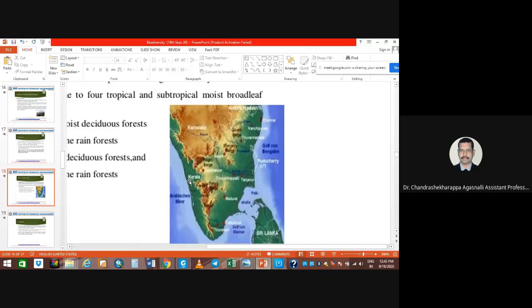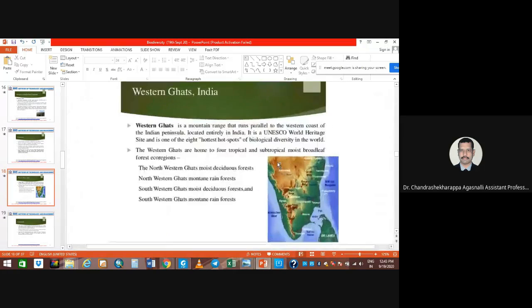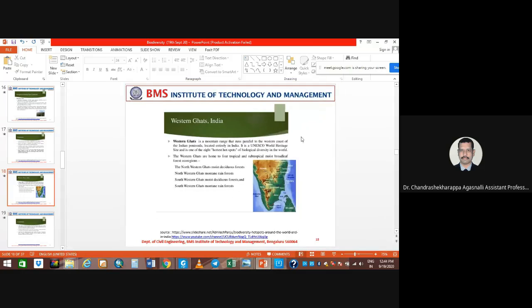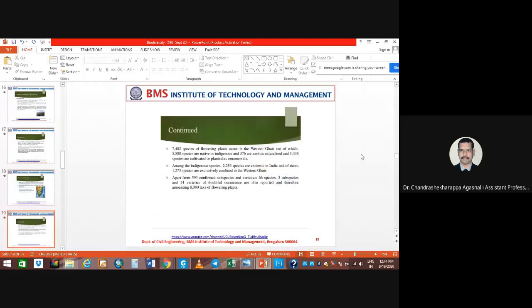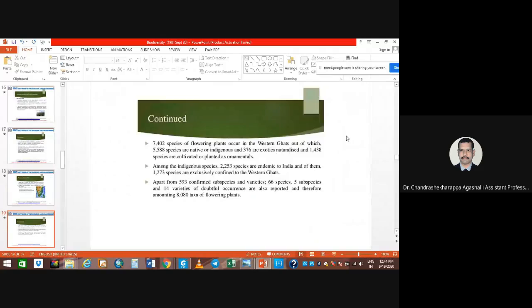And the forest, if you want to see the forest, especially in the three states of Maharashtra, especially Nagpur, and Orissa, and even Andhra Pradesh. That is the central part of India where you can get the maximum of very thick forest. You can't enter into that. That's a very thick forest. Okay, this is about 7,402 species of flowering plants occurring in the Western Ghats, out of which 5,588 species are native and indigenous ones.